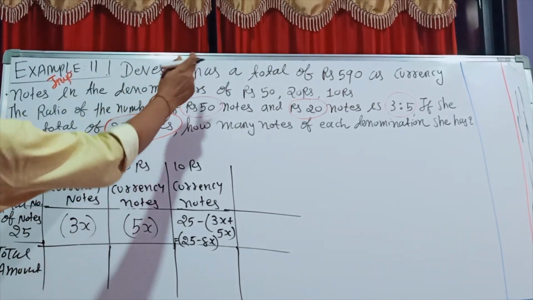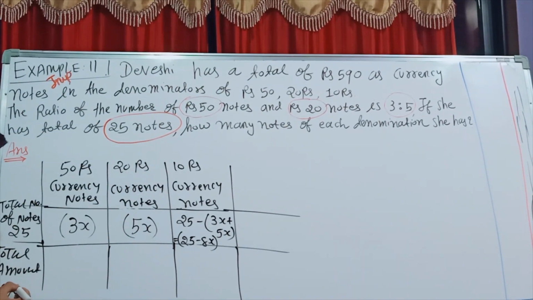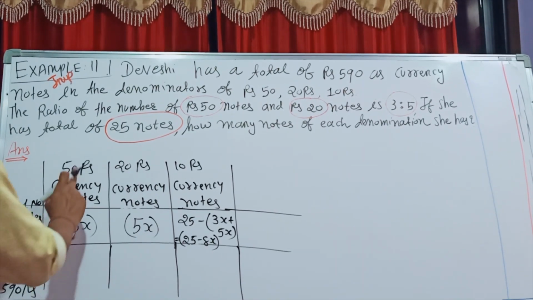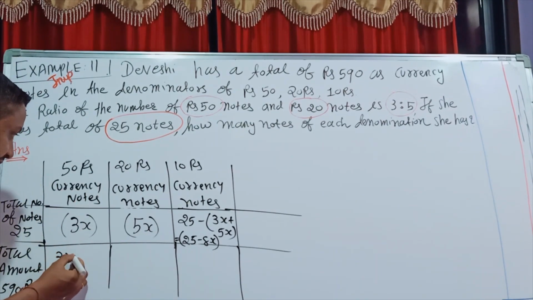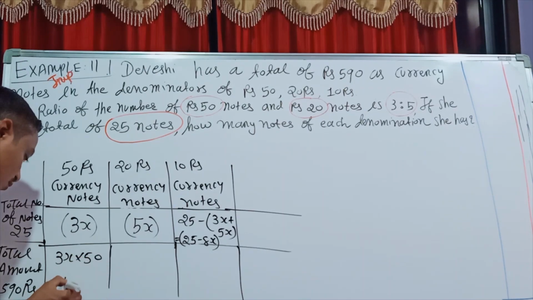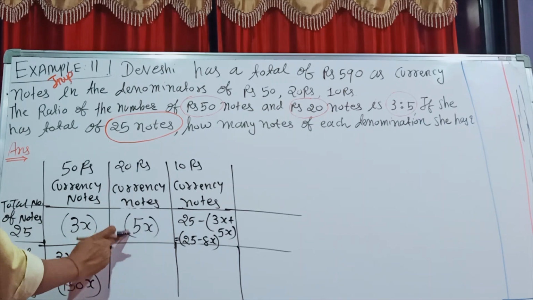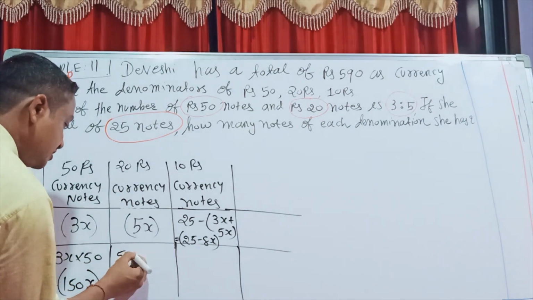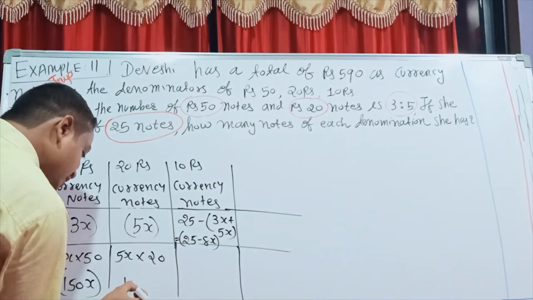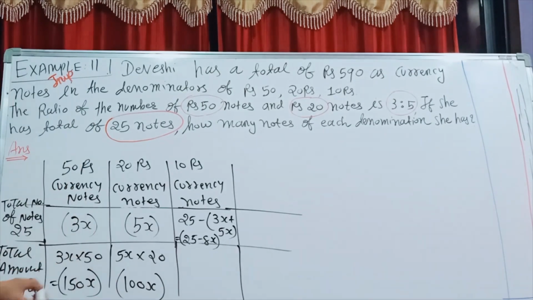C has total, how many total amount? 590 rupees. So here 3x into 50, we multiply 3x into 50, we get 150x rupees. Same as 5x into 20. So multiply that 5x into 20, which is 100x rupees.